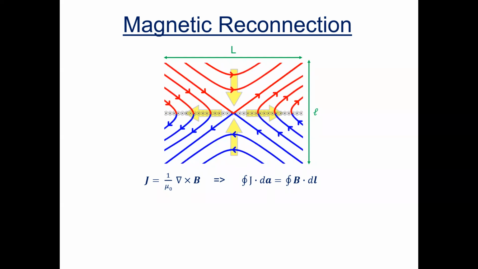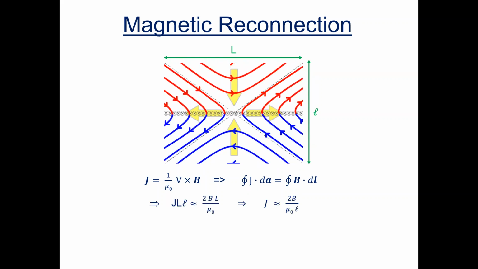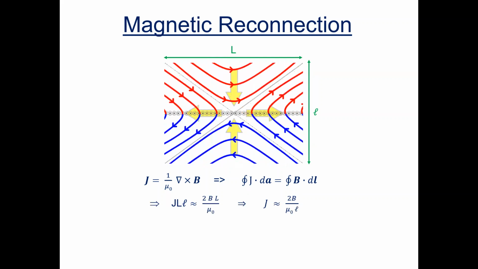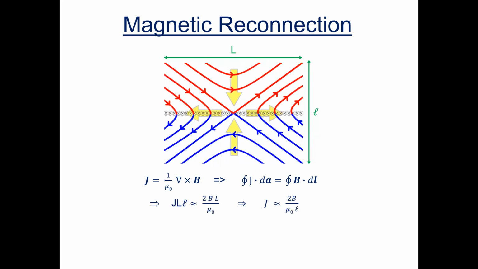J is the curl of B. So that means we can write this as B times the integral over the boundary. On the left-hand side, this gives us J times the area, L times small l, and the dominating magnetic fields going in opposite directions on top and bottom, but the integral also goes in opposite directions, top and bottom. So you get just 2L times the magnetic field as a very rough estimate.